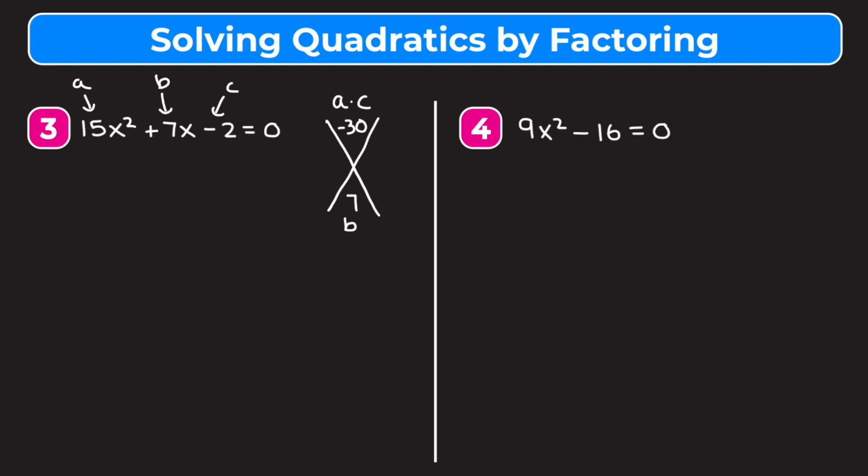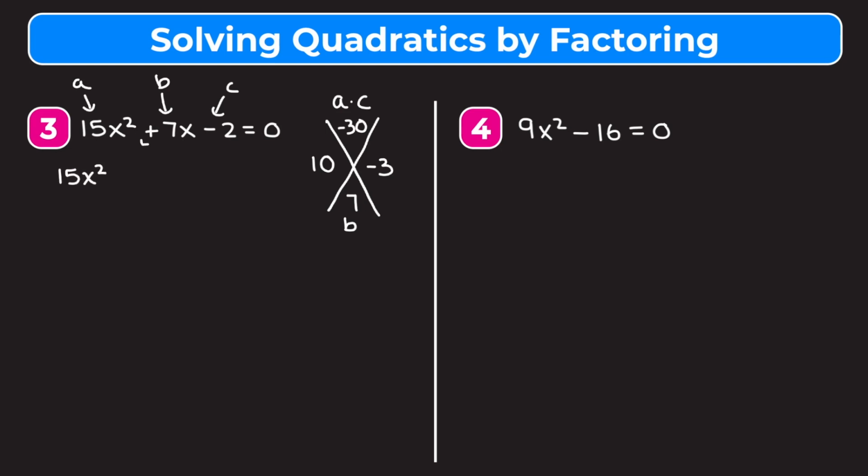And if you figured it out, you should have got that the two numbers are positive 10 and negative 3, because those multiply to negative 30 but add to positive 7. And now this is a really important part of this method. So what we want to do next is split our middle term. We're not going to be able to make our binomials just yet.